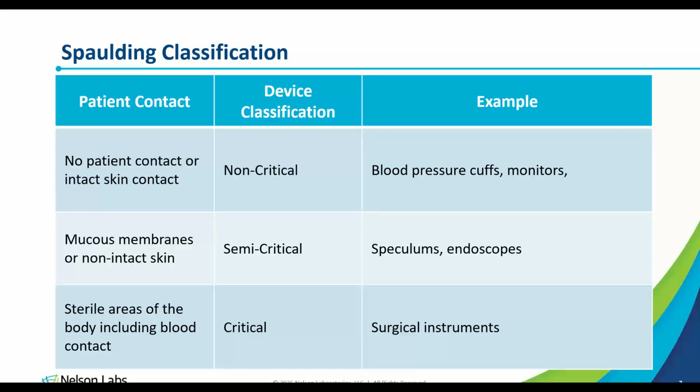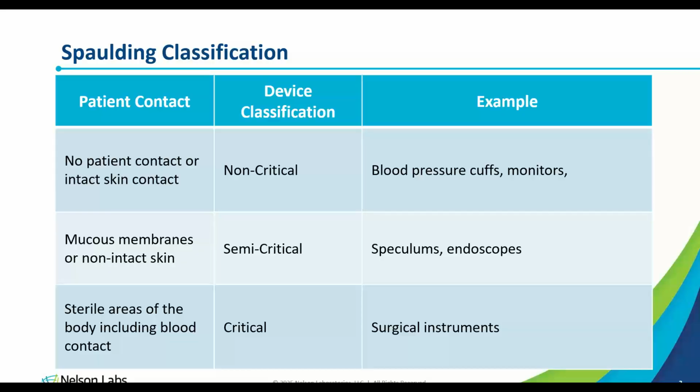So the first classification is our non-critical devices. These are those non-invasive devices that are either not patient contacting, or at most will contact intact skin. So again, the blood pressure cuffs, monitors, other capital equipment that may be at healthcare facilities. These are your non-critical devices, and they're typically not very complicated in design, although they still have their challenges when trying to meet the requirements for reprocessing validations, which we can talk a little bit about during this presentation.